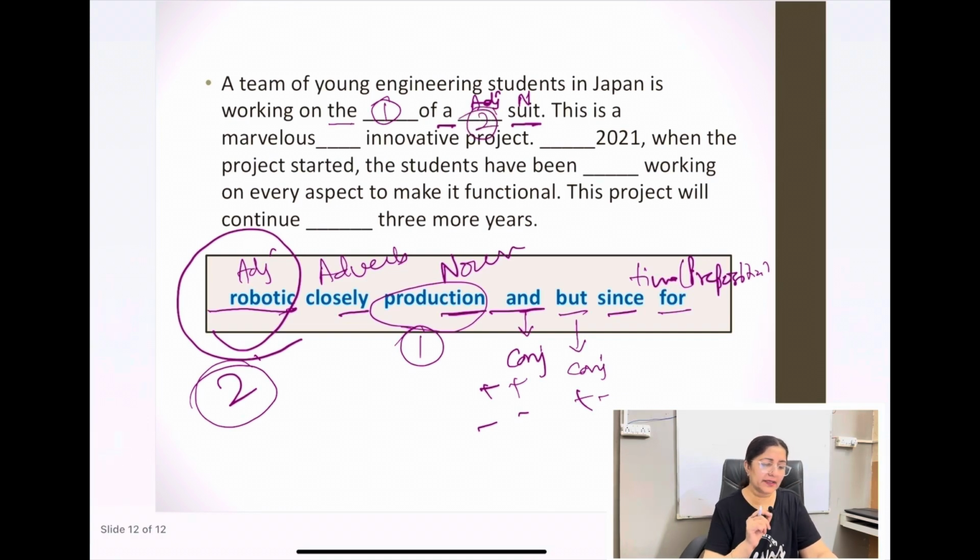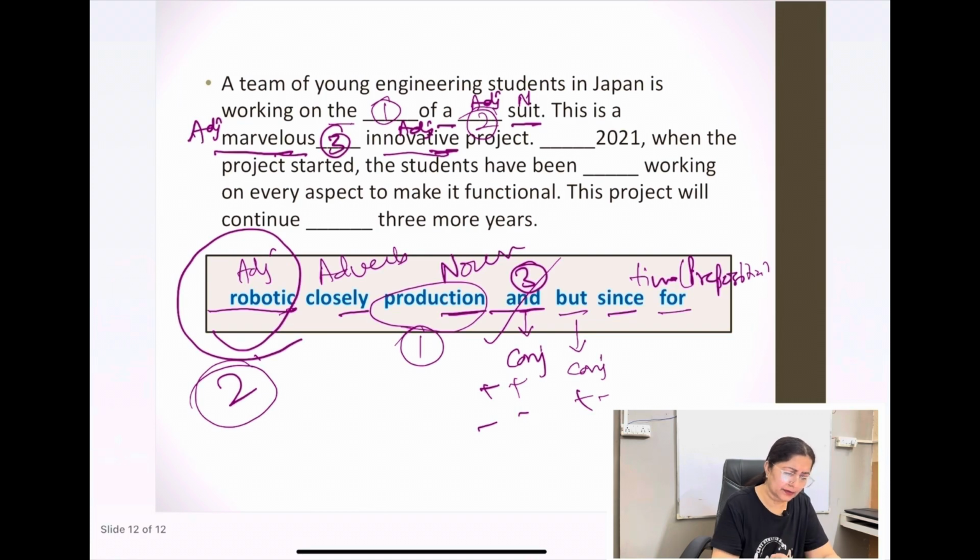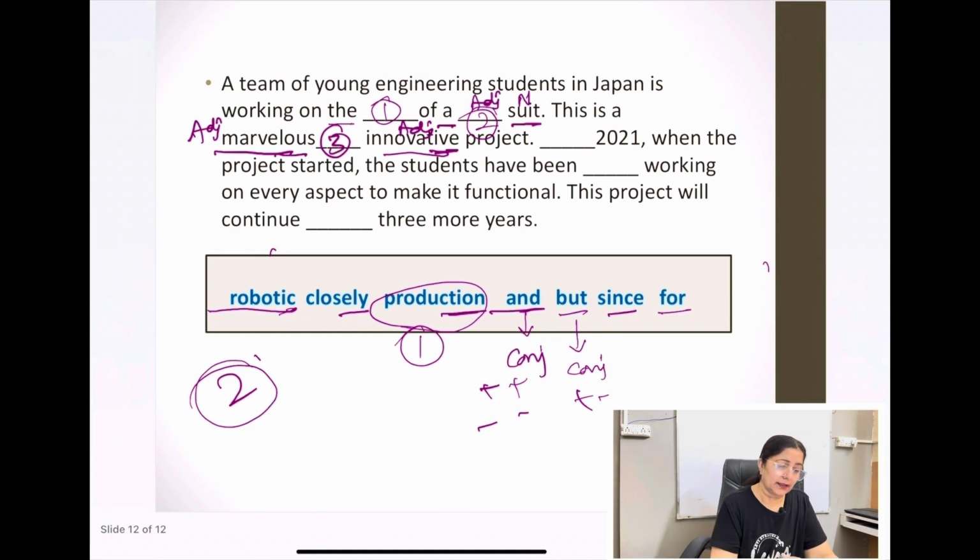Now this is a marvelous dash innovative project. This is also an adjective. So two adjectives will be joined by a conjunction. See how simple it is to use, but you need to see whether we have to make use of positive positive, negative negative, or positive or negative. Marvelous is positive, innovative is positive. Definitely we will be using and over here, so 3 would be and. Let me erase them so that it doesn't get clumsy over here.